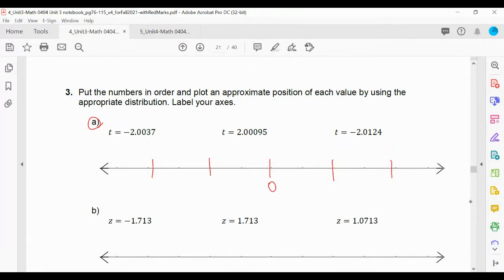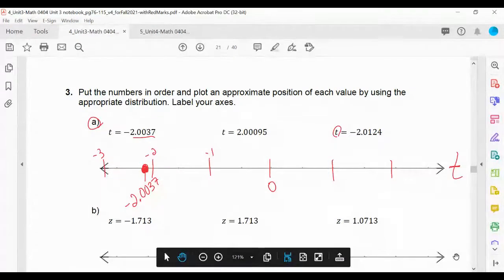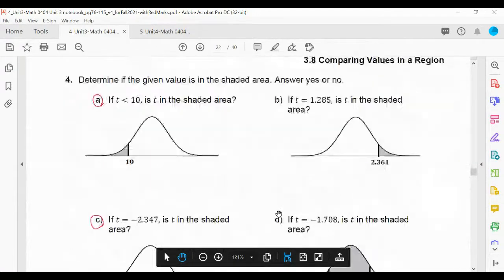So if I were to plot -2.00, that's between -1 and -2. No, that's not. That's actually between -2 and -3. So that point would be somewhere over here, and that point we're going to label as -2.0037. Just plot the points and make sure you put dots and label the t-values. All of these are t-values, so make sure you label your axis as t-values. The next one's going to be z-values and so forth. Try this on your own. The remaining, plot those points.